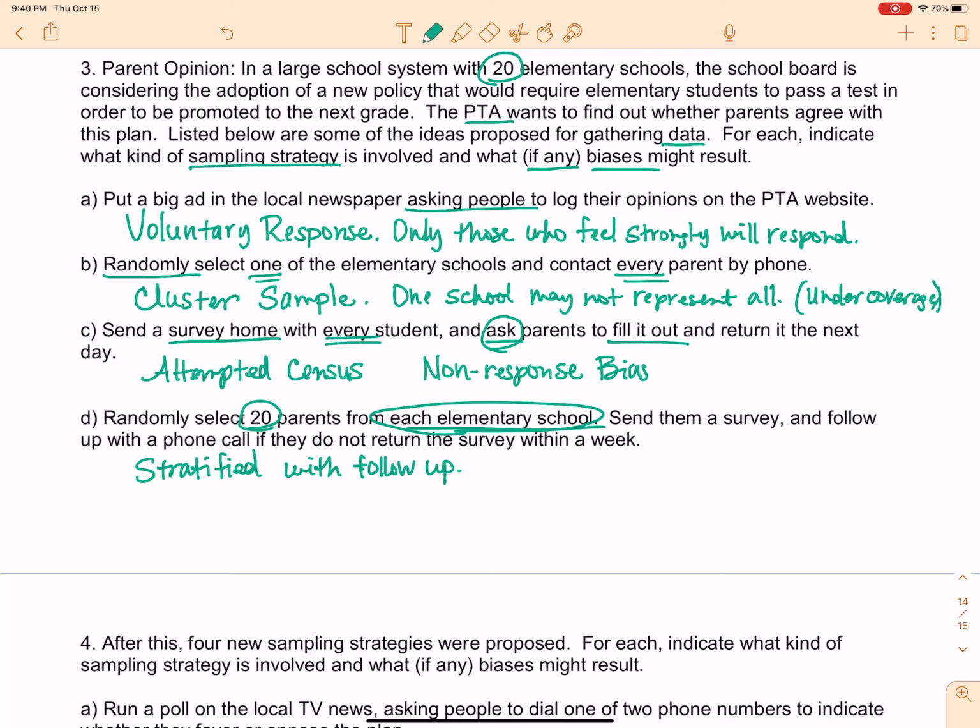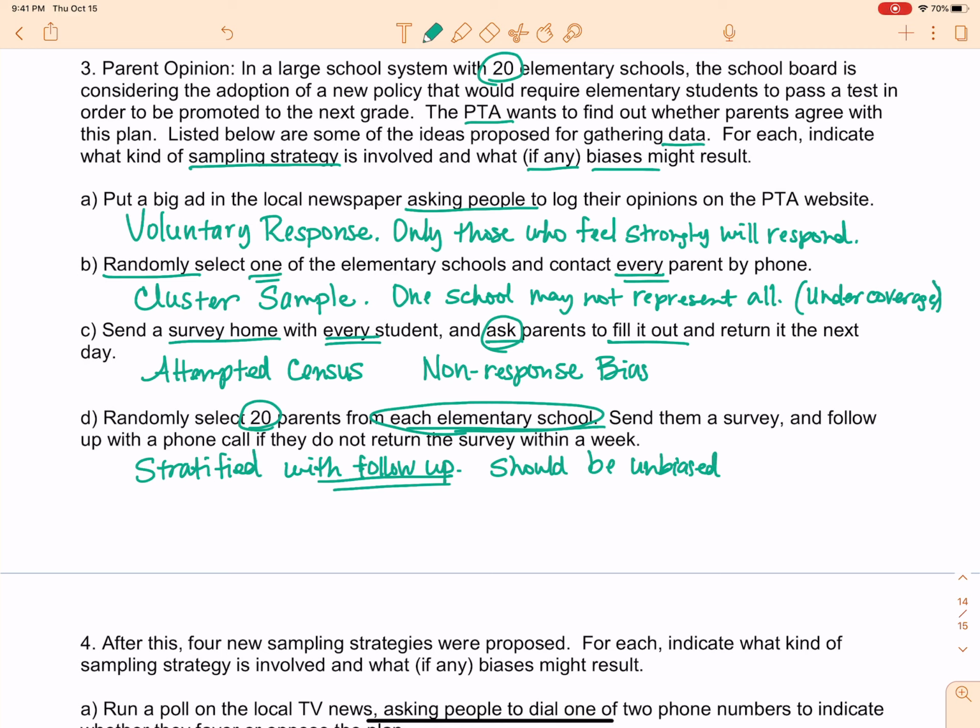And actually, if they're going to follow up with this, this should be a pretty good way to sample. So it should be unbiased and nice and representative.